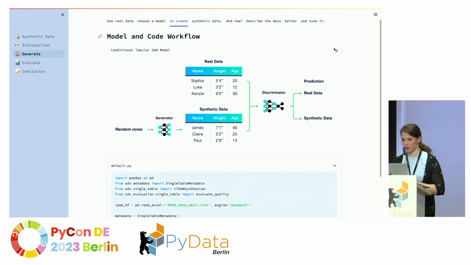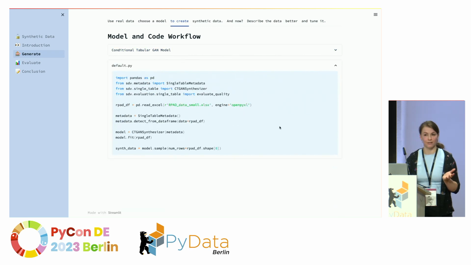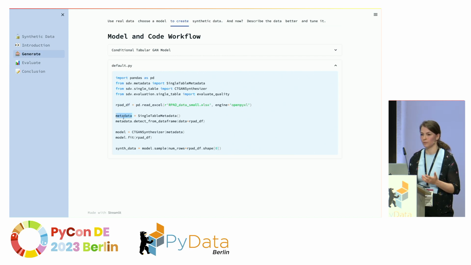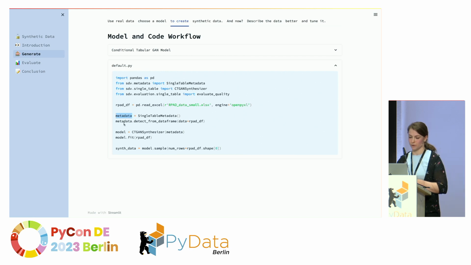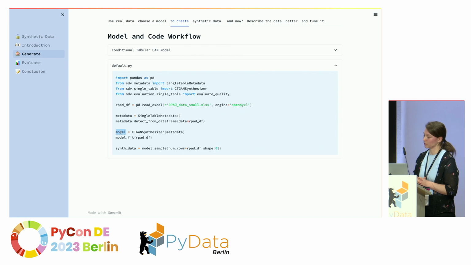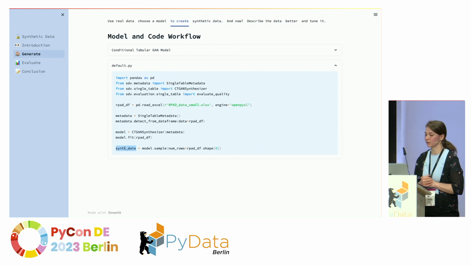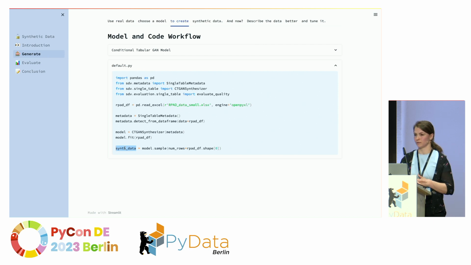So looking at the code, just a few lines of code, and actually quite simple. So we just have some imports, and then we load the data. Then we specify some metadata in order to tell the model what types of columns we do have in our data set. Then we define the model and train it on our data. And then we tell the model to sample and just generate the number of rows that we want to have.